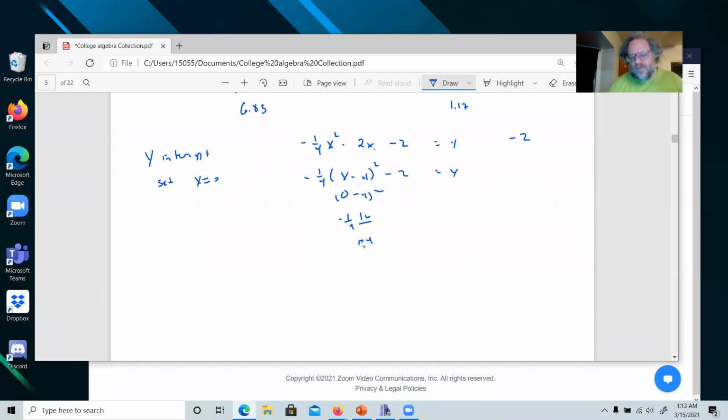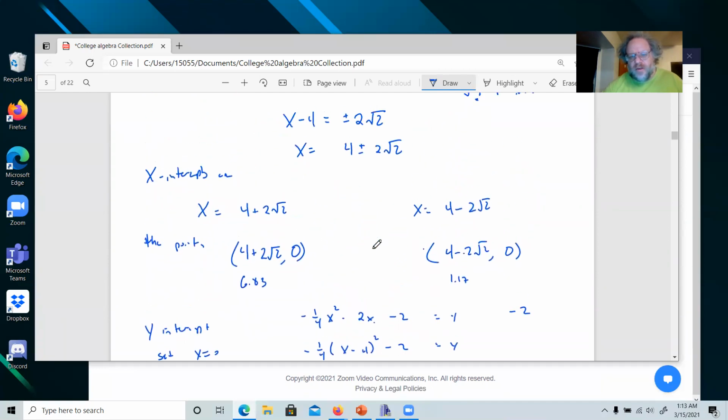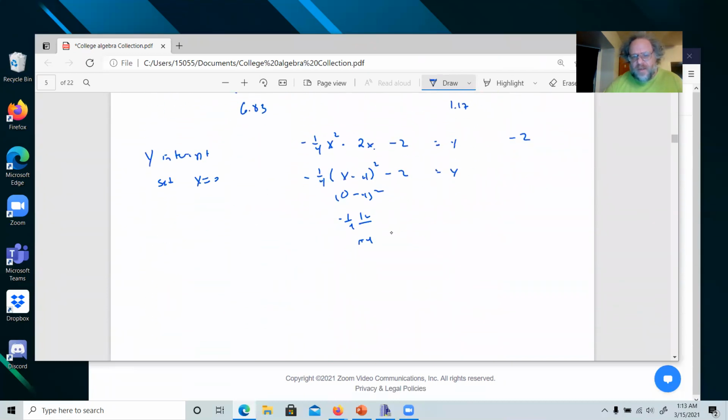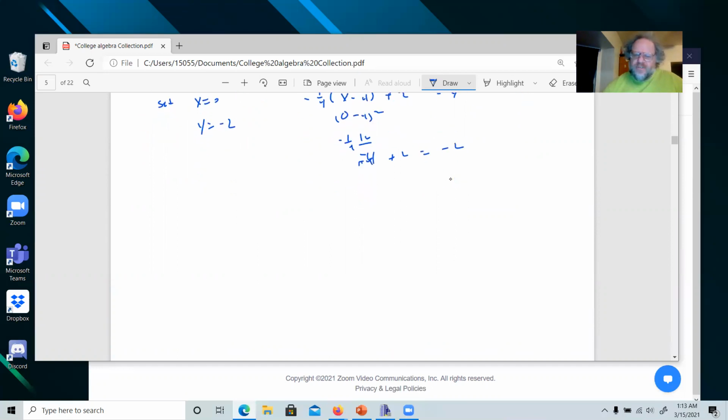Was that a +2 here? Look at that. This one was a plus, this one was a minus, and this one's a plus. -4 plus 2 is -2. So either way, set x equal to 0, and y is equal to -2. Your choice on how you want to do it. And I think after that, they're going to ask us to graph it.